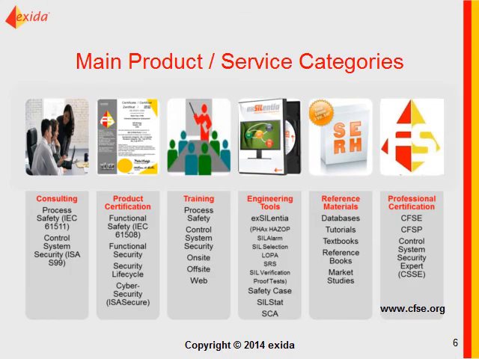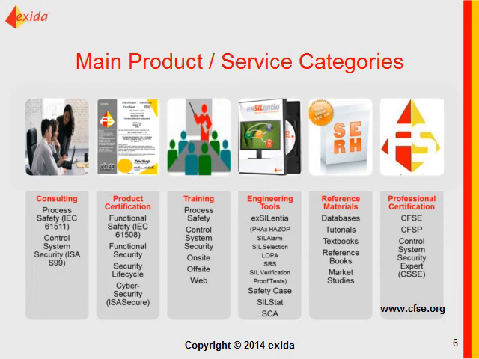Our product offering, we have consulting services for process safety. Think of the IEC 61511 world, the end user world, as well as for control system security along the lines of the ISA S99 standard. We do product certification for IEC 61508, as well as the ISA Secure scheme. And then we have a variety of training offerings in process safety, control system security, alarm rationalization that are either done online, offline, off-site, or on-site.